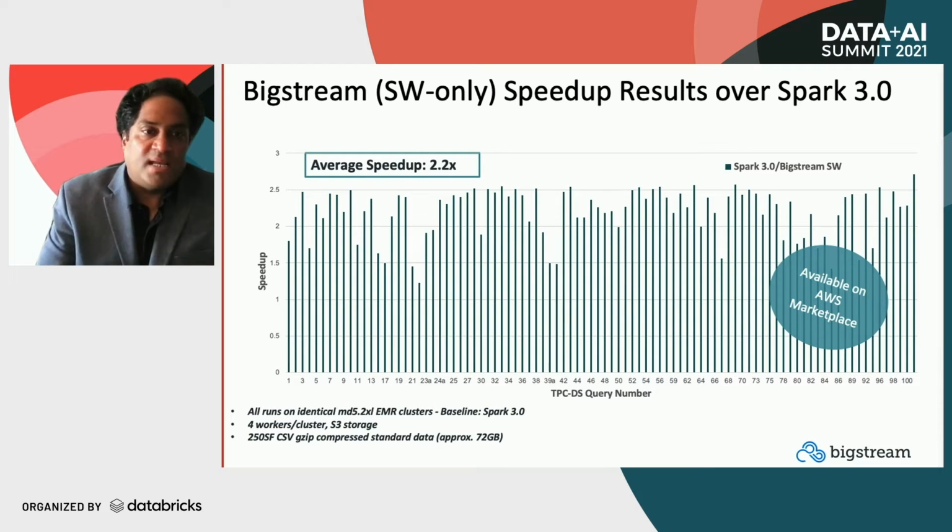So what we're looking at here is the speedup numbers. How much faster does this acceleration make your Spark code run? You can see the parameters of these runs. This is a 4-node cluster with standard CSV data. And you see we can get some pretty impressive performance improvement just with software alone. So even without the specialized hardware we'll be talking about today, acceleration is a viable way to get performance.